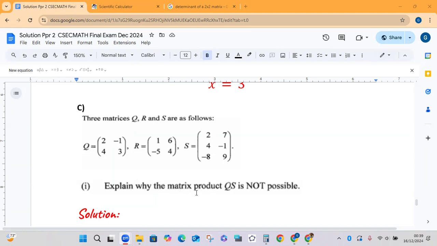So S is a 3 by 2. Explain why the matrix product QS is not possible. Now, product means to multiply. So why is it not possible to multiply Q to S? Let's just do a brief review as to what must be the condition for two matrices to be able to be multiplied to each other.